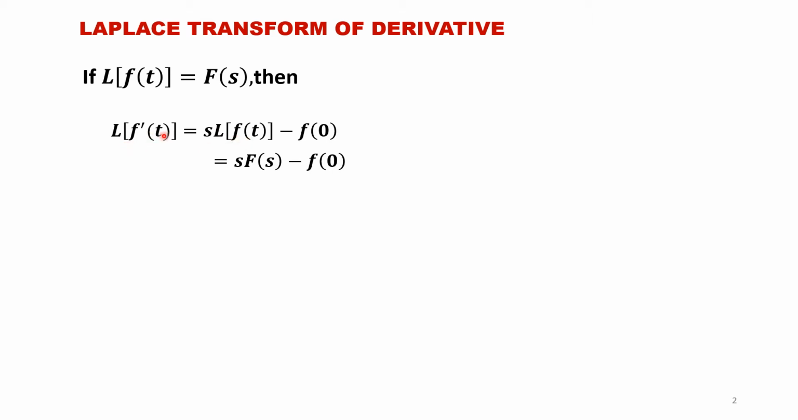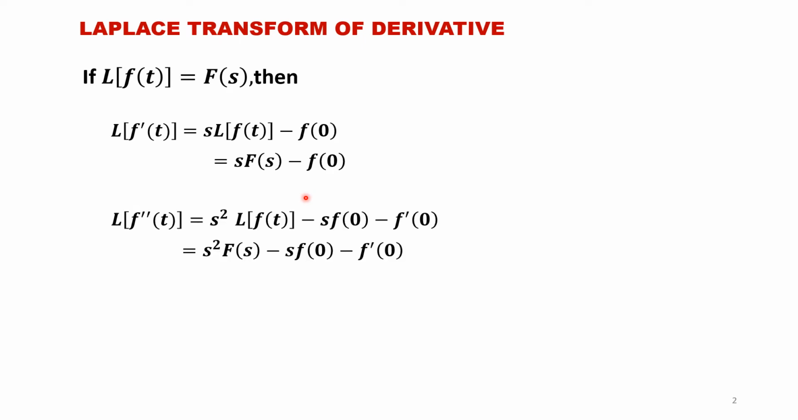So now L of f dash of t is s into L of f of t minus f of 0. But L of f of t is F of s, so I can write s into F of s minus f of 0. Similarly, L of f double dash of t will become, now we are having 2 dashes, so it will start with s square. Second term will become s. Third term will become 1. First term is L of f of t. Second term is f of 0. The third term is f dash of 0.